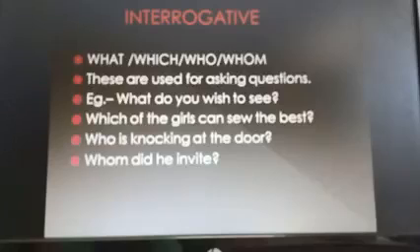And the last determiners which we have to discuss are the interrogatives. Interrogative, as the word indicates, means that we have to ask a question to someone. These are used for asking questions. There are so many words: what, which, whom, who, where, why. For example, what do you wish to see? Which of the girls can sew the best? Who is knocking at the door? Whom did he invite? These all you know very well. So there is no need for detailed discussion of these sentences.